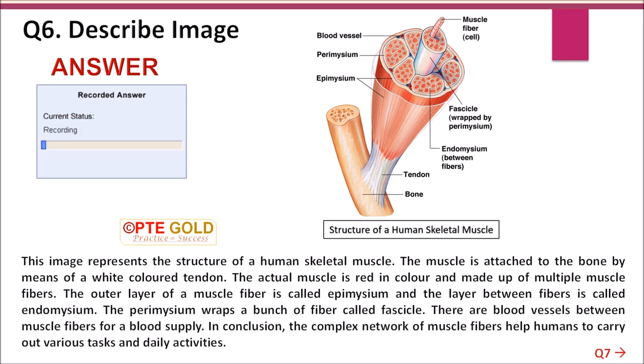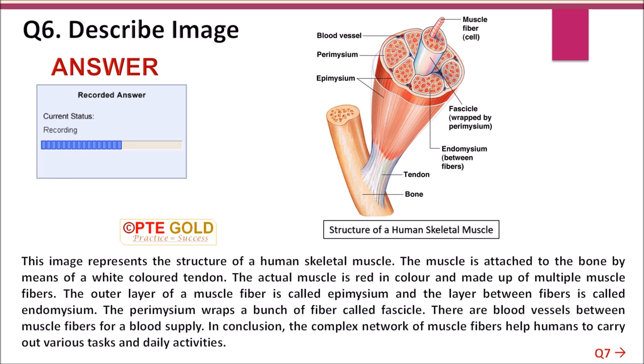This image represents the structure of a human skeletal muscle. The muscle is attached to the bone by means of a white-colored tendon. The actual muscle is red in color and made up of multiple muscle fibers. The outer layer of a muscle fiber is called epimysium and the layer between fibers is called endomysium.